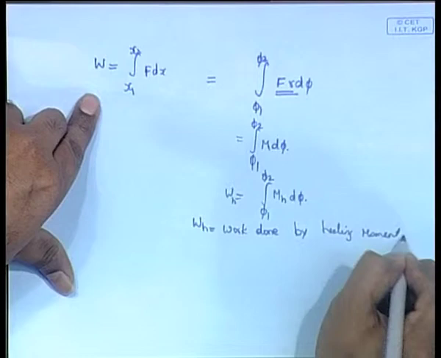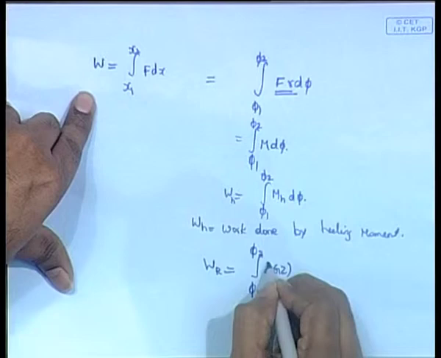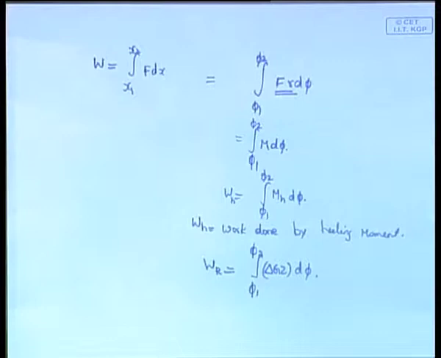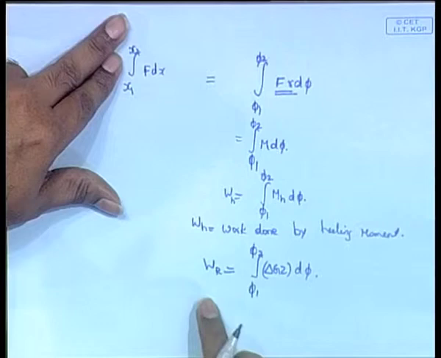Now we have one more thing, the work done by the righting moment, W_R. The righting moment is always given by displacement into righting arm. Righting arm is GZ, displacement is delta, so delta GZ gives you the righting moment. That into d phi gives you the work done by the righting arm or righting moment.